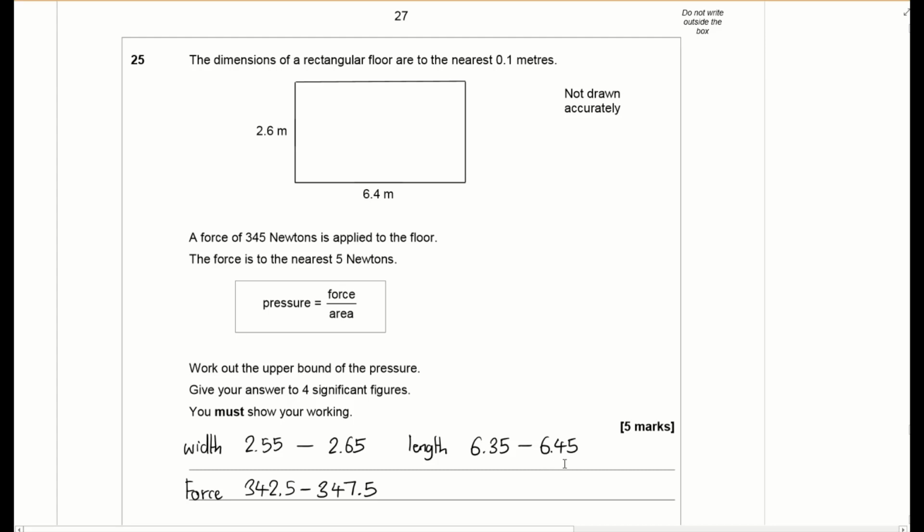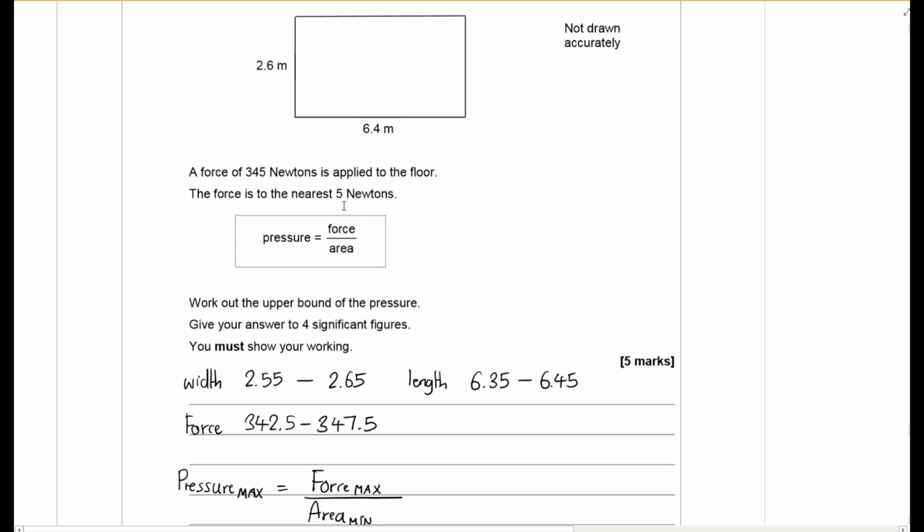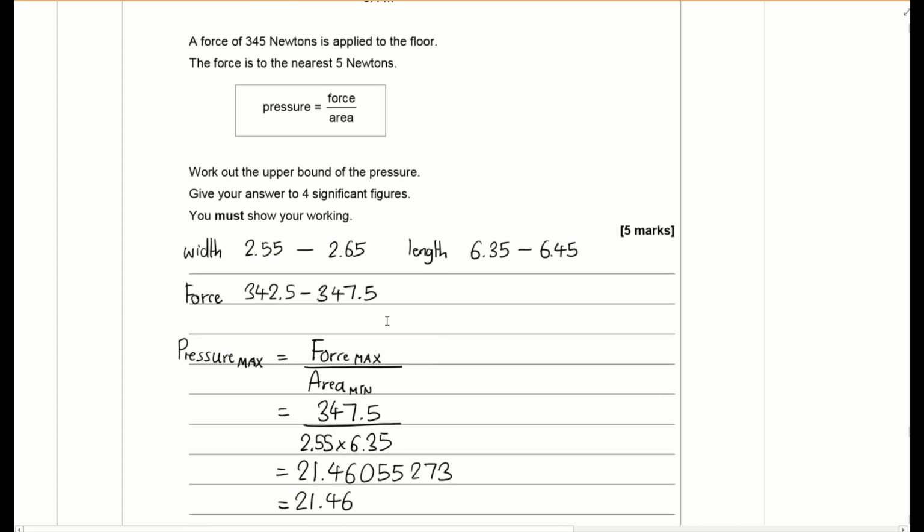Now we already know that we're only actually going to need one of these particular bounds for each one of them. For the force, we're told it's to the nearest 5 newtons, so following the same procedure, divide it by 2, so 2.5, and it will be 345 plus or minus 2.5, which would give you 342.5 or 347.5. Now we were told to get the upper bound for the pressure, so we said we needed the upper bound for the force, so that means we're going to be using 347.5.